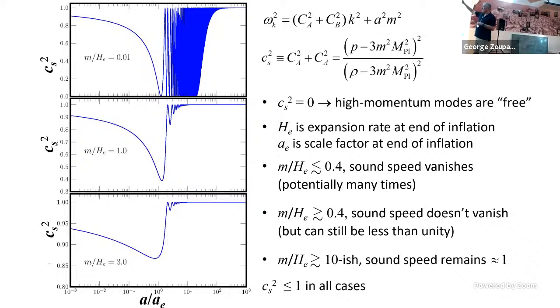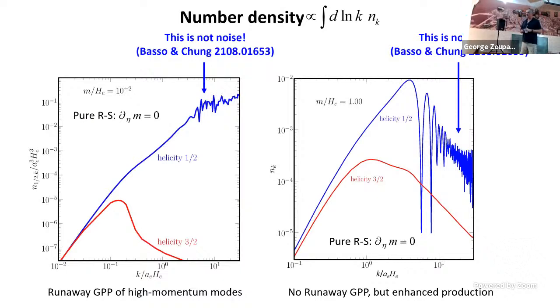What else haven't I said? I think I said everything here. H_E is the expansion rate at the end of inflation. a is the scale factor. a_E is the scale factor at the end of inflation. And if m over H_E is less than about 0.4, the sound speed will vanish in the evolution, potentially many times if m over H_E is much smaller than 0.4. If m over H_E is greater than 0.4, the sound speed doesn't vanish, but still can be less than unity. And if m over H_E is much larger, say 10-ish or so, the sound speed remains approximately 1. And in all cases, the square of the sound speed is smaller than 1. Well, these graphs show the frequency dependence, the k dependence in gravitational particle production.